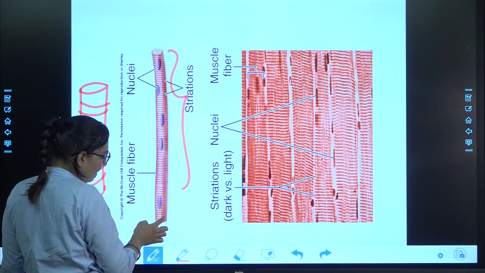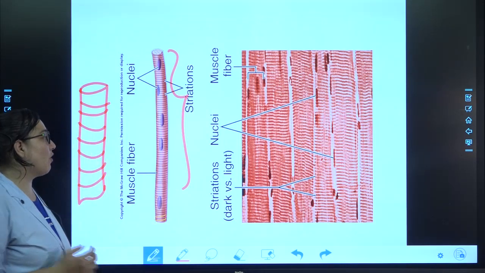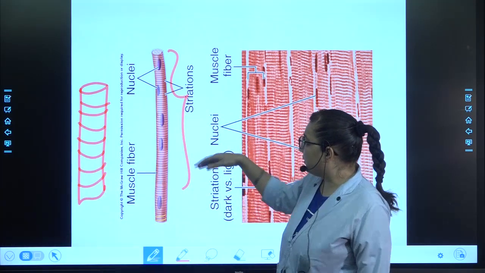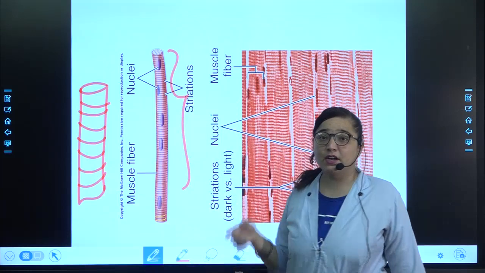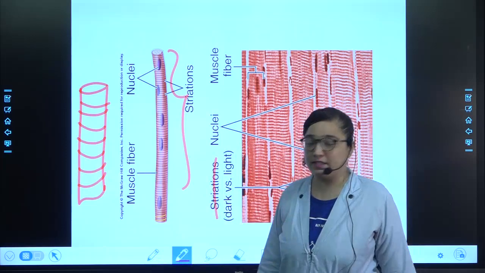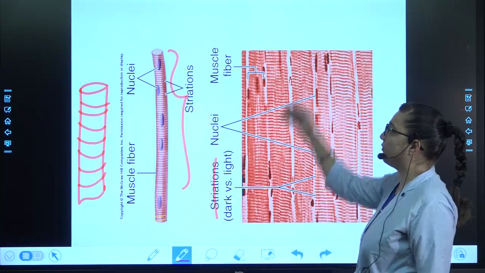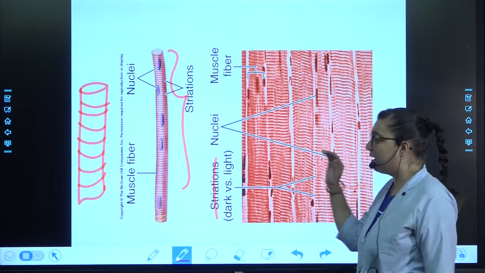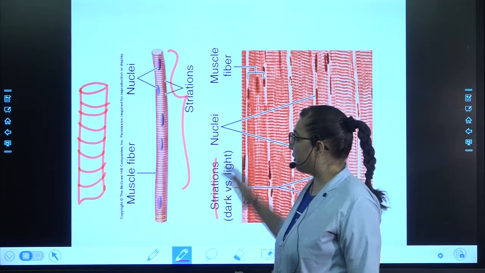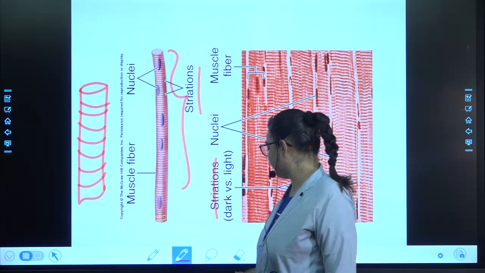This one, while above it are, in between there is light. So there are bands of dark and light. There are dark and light bands over here, and so it is called striated muscles. Dark versus light, in this way there are the patches and the myofibrils, that is the muscular fibrils, are running. This is how it looks, and because of these patches it is called striated.